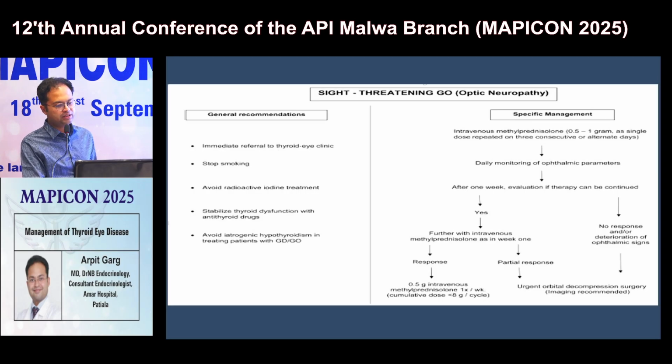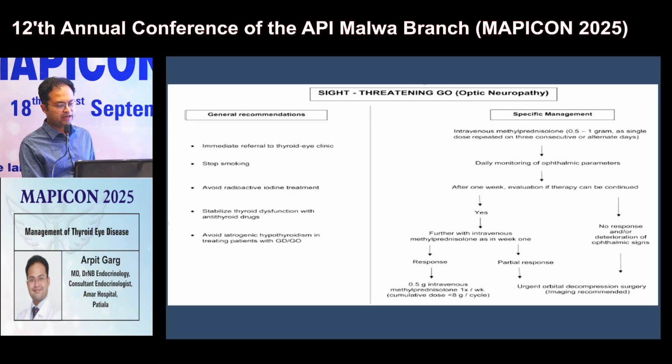Coming to the management of sight-threatening disease. If the patient is having sight-threatening Graves' orbitopathy, it is mostly optic neuropathy. In this, you have to give pulse methylprednisolone, which is 0.5 to 1 gram once a day for 3 days consecutively, and monitor the ophthalmic parameters.